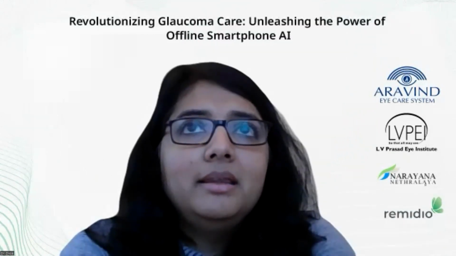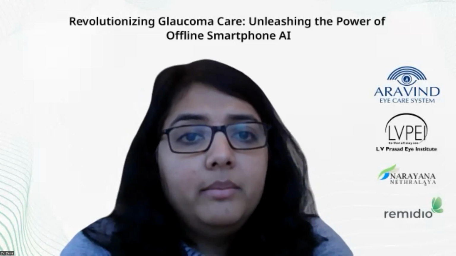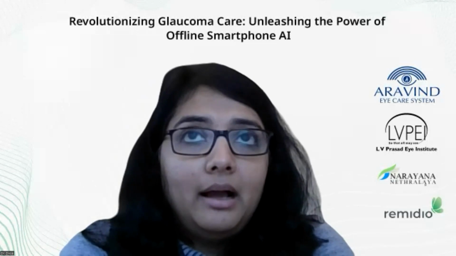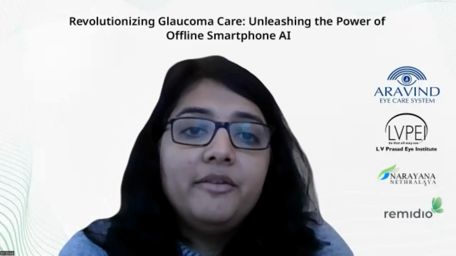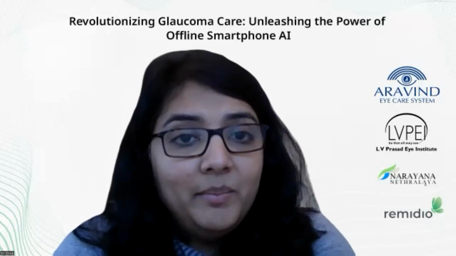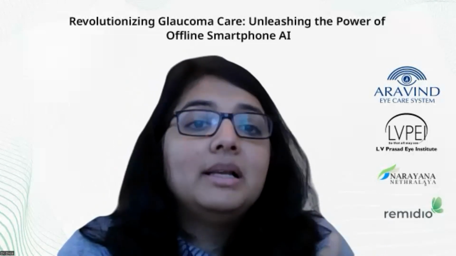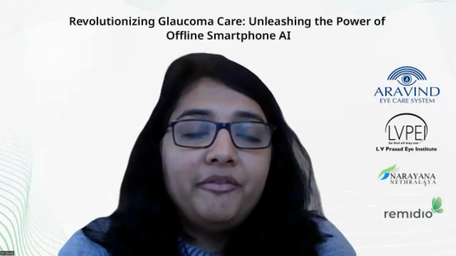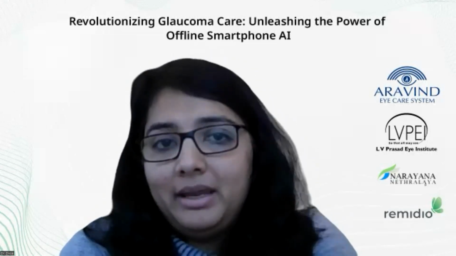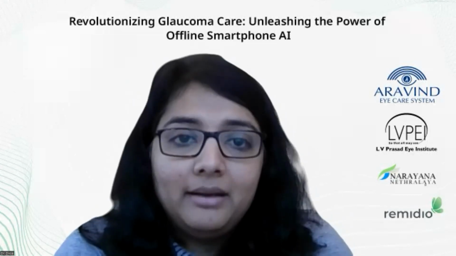On the second question, what happens to the sensitivity and specificity if there is a media opacity, and how many percentage of people will get poor quality images? What happens to the AI output in that case? Right. So as I mentioned, there is a quality check algorithm that is inbuilt into the AI. Unless the images are of sufficient quality for the AI to analyze, it will not analyze the image and it will give a feedback saying, repeat the images. And after that, it will say, refer the patient. So definitely there is a minimum image quality required for the AI to run, and that has to be met.